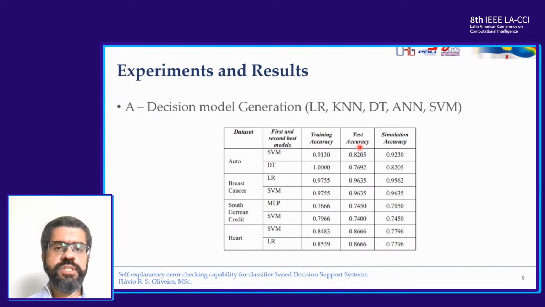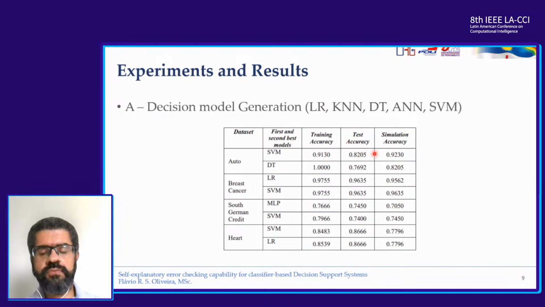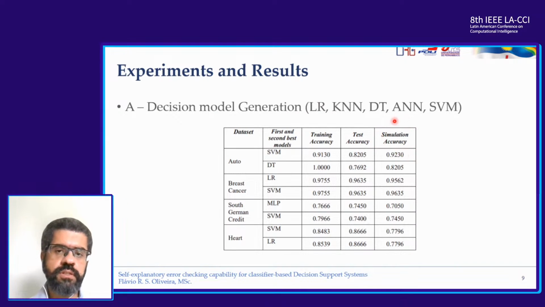And there's a point here which is important to highlight. Training accuracy and test accuracy were calculated using 60% of the data and 20% of the data, I mean, the whole data set. And the simulation accuracy was calculated over the remaining 20%, which was used in the results that I will show you in the next slides, which refer to the checking of the error checker classifier.